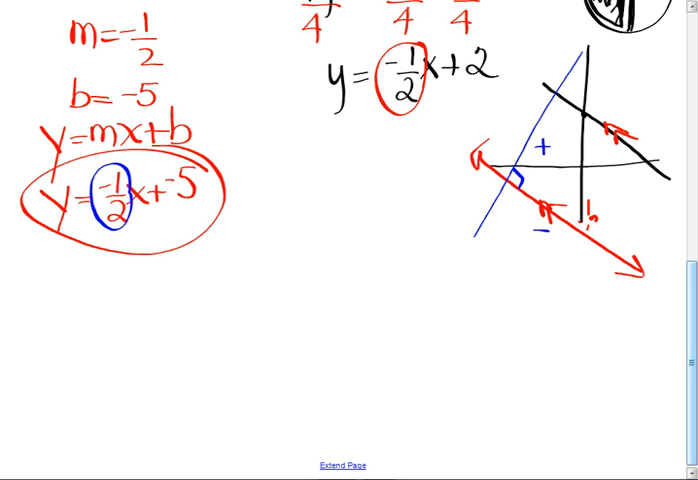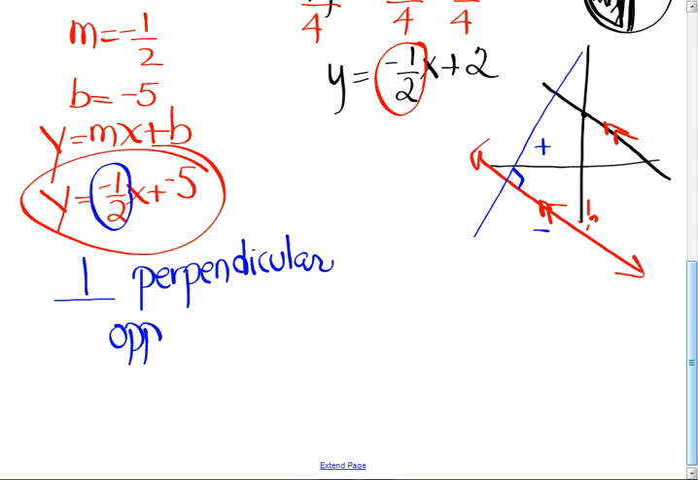So if it's perpendicular, the symbol, because math people are lazy, we don't want to write out the word perpendicular, so we made up a little symbol. They are opposites and they're reciprocals. So the perpendicular line here, what would the slope be? You flip it over and you opposite this negative sign to be plus.